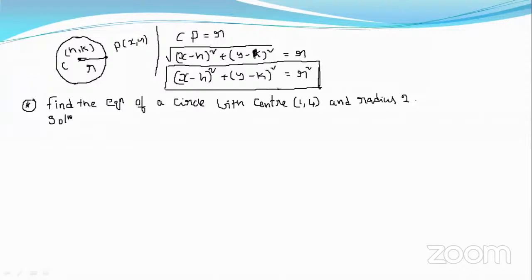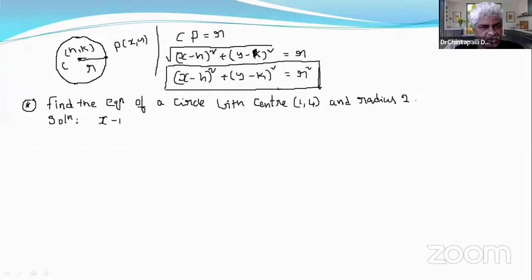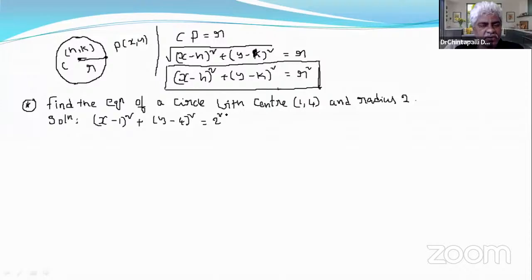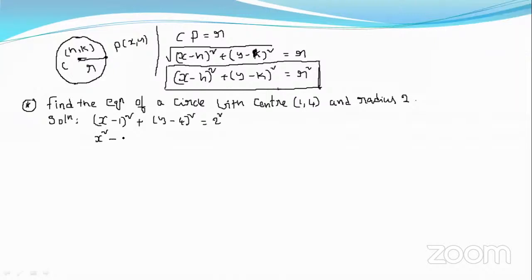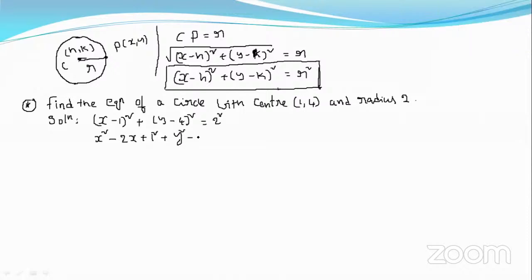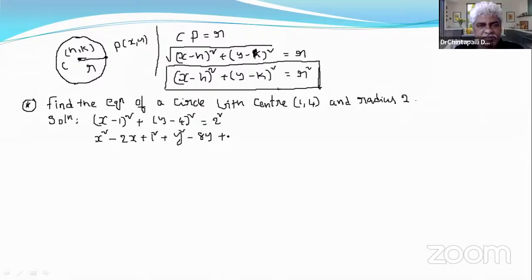(x minus 1) whole square plus (y minus 4) whole square equals 4, which is equal to 2 square. Very good. Using the (a minus b) whole square formula, it is x square minus 2x plus 1 square. Now (y minus 4) whole square is y square minus 8y plus 4 square.